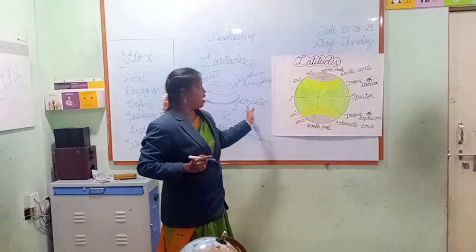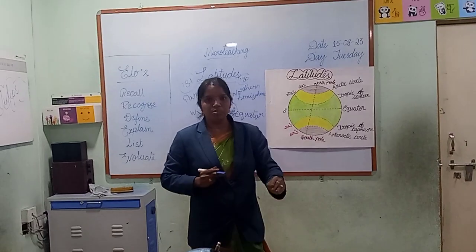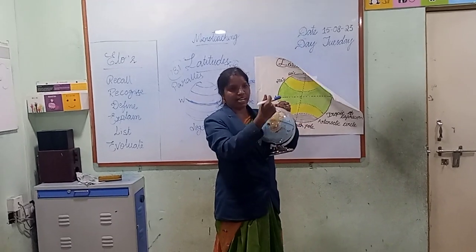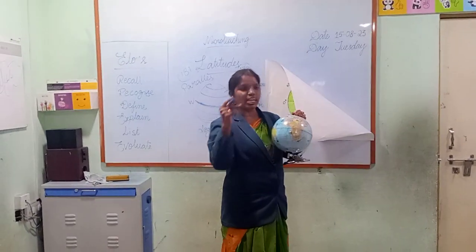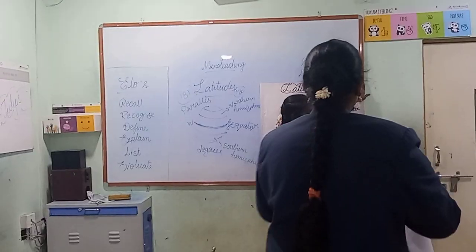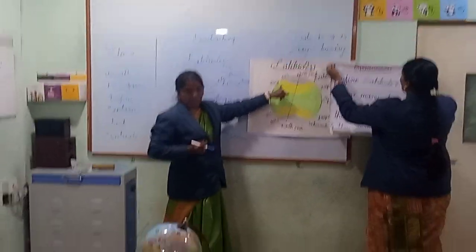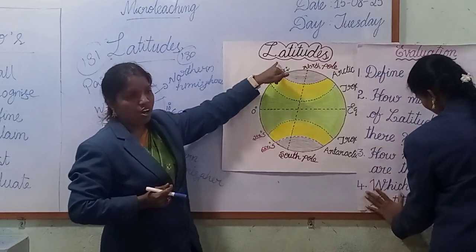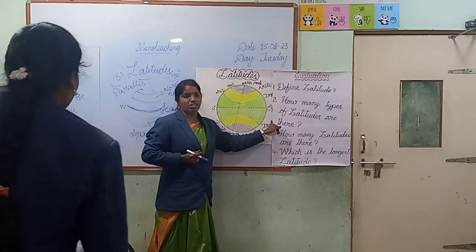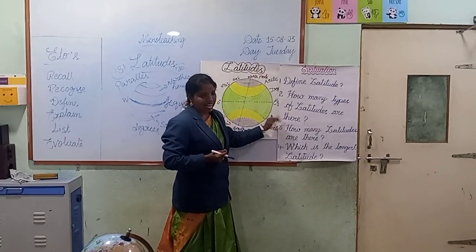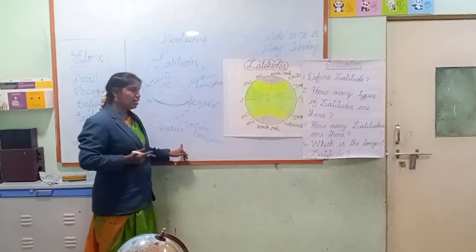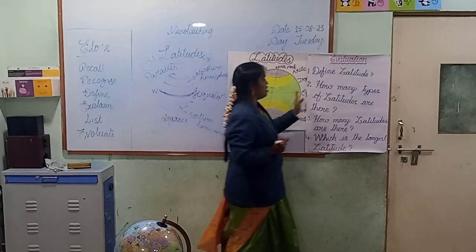So let me recapitulate. Today we learned about the latitudes. On the globe we observe different types of lines. Some lines are horizontal, some lines are vertical. In the next class we will explain about the longitudes. On the globe there are the equator, Tropic of Cancer, Tropic of Capricorn, Arctic Circle and Antarctic Circle. The largest latitude is called the equator. The latitudes are measured in degrees.